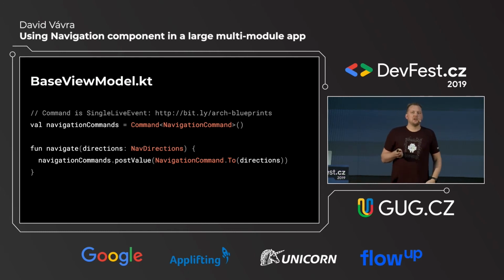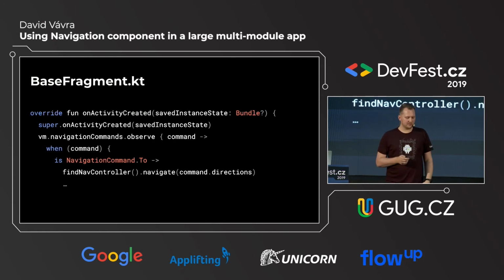And we try to put all of this shared logic, all of this boilerplate code, into base classes. So BaseViewModel, BaseFragment. So all this logic is there, and then it's really simple to use it in actual view models, actual fragments. This is how it looks in the base view model. It just posts a value to this live data. And this is how it looks in BaseFragment. BaseFragment in onActivityCreated is listening to these commands, and when it receives a command from the view model, it will call the actual API of the navigation library, which is findNavController().navigate.